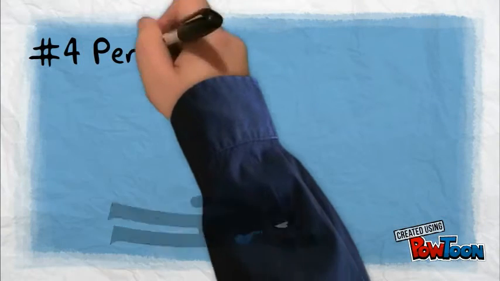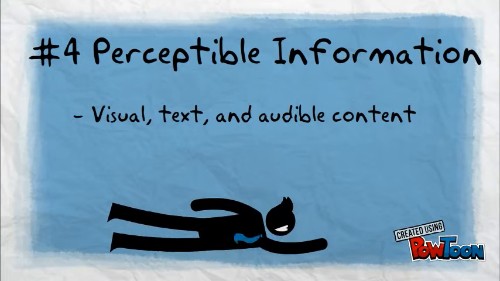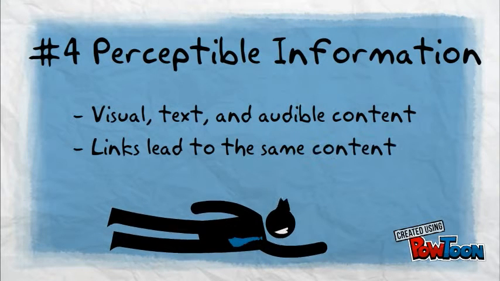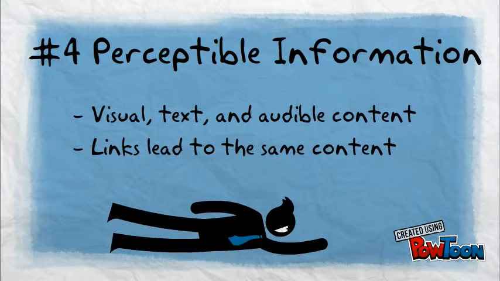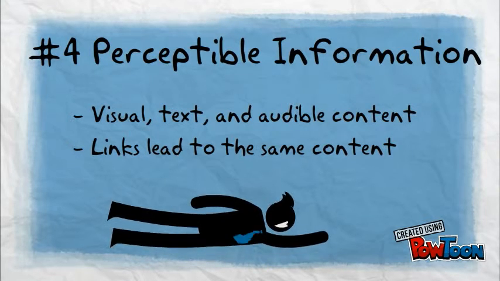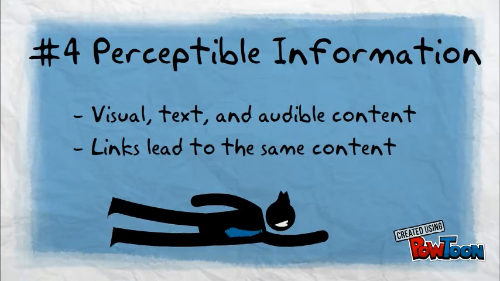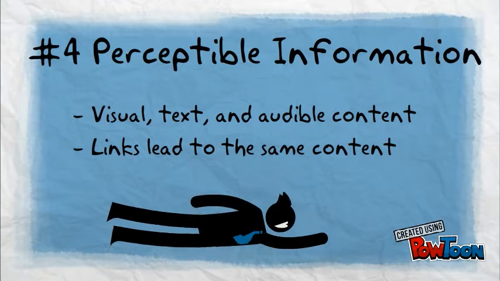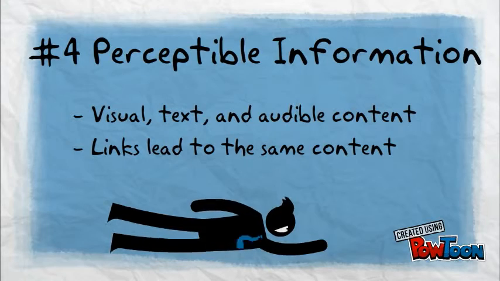The fourth principle is perceptible information. This allows for various learners to access the same content, reaching as many people as possible through visual aids, text, and sound. Making sure that information is the same across all links helps to prevent confusion and misunderstanding.